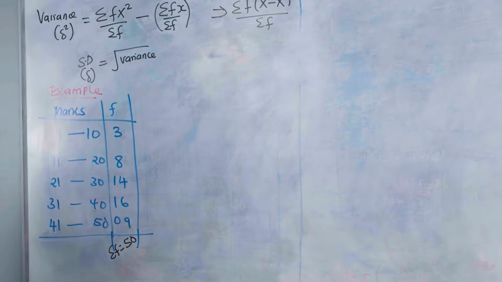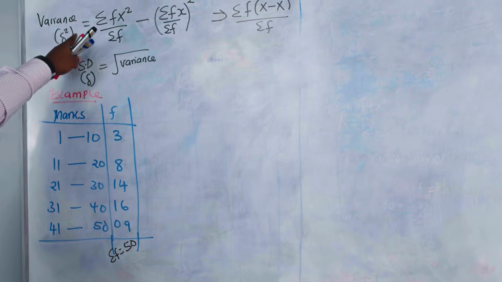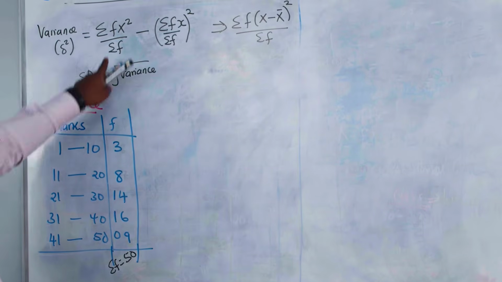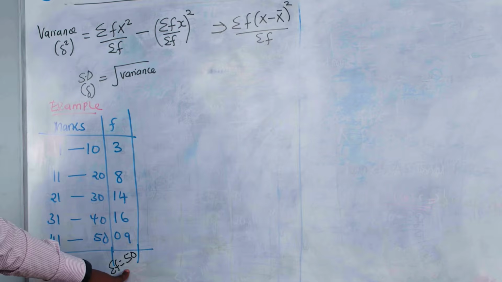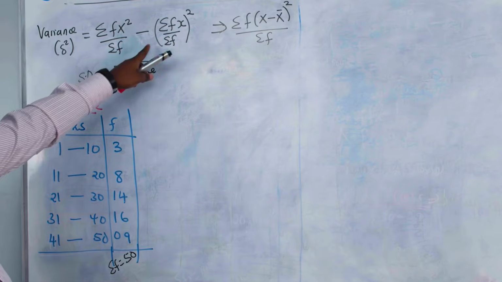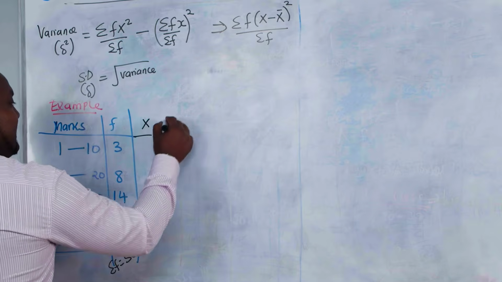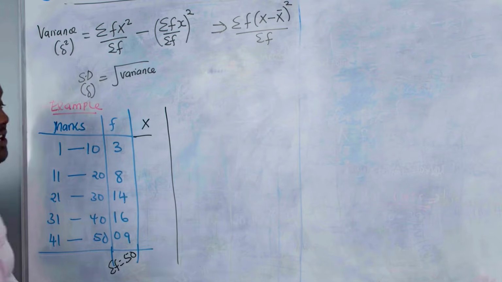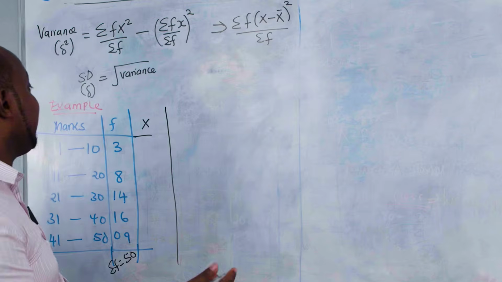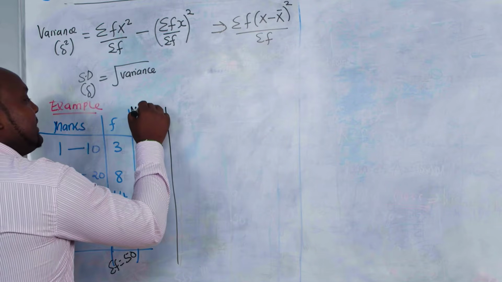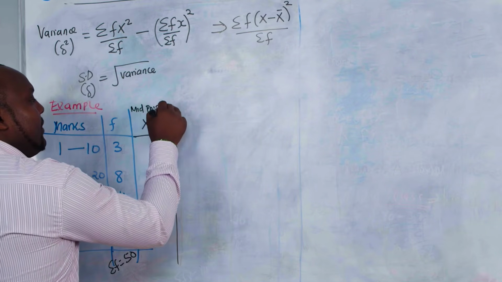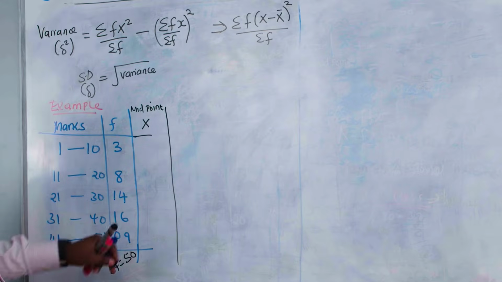So how do we go about that? Remember, I want to solve my variance. So I need the summation of f. I've gotten the total of f, which is 50. I need the summation of fx. So I need x in the first place. When we were calculating mean, we called it the midpoint. How do we get x?